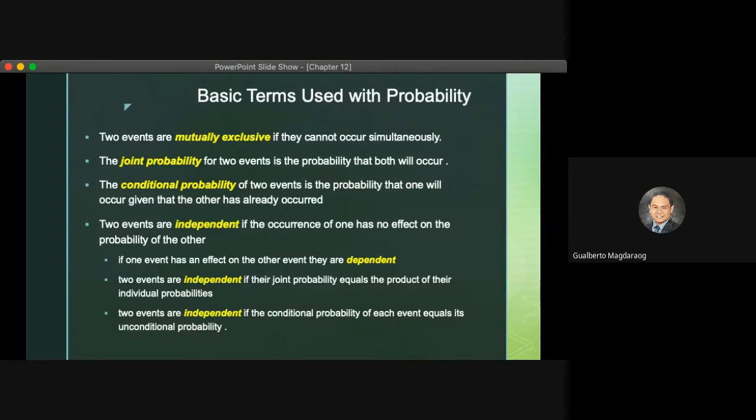So these are just a hint. Two events are said to be independent if their joint probability equals the product of their individual probabilities. And two events are said to be independent if the conditional probability of each event equals its unconditional probability.